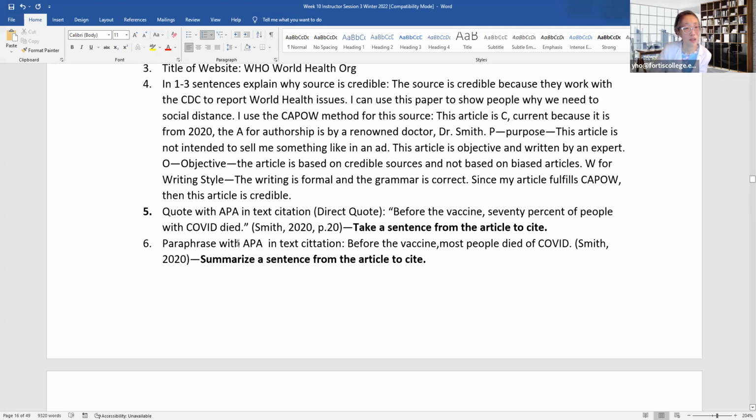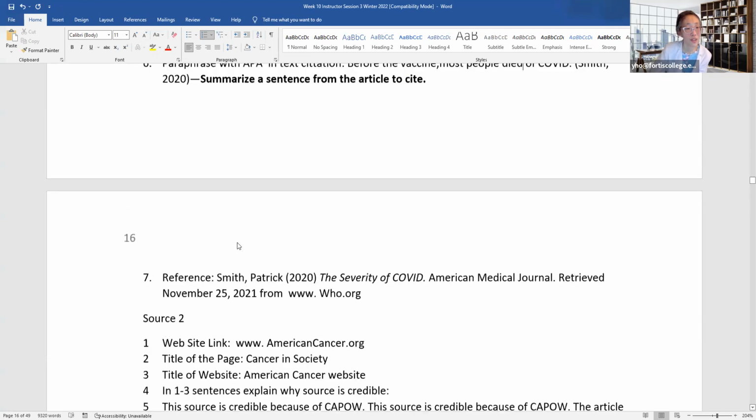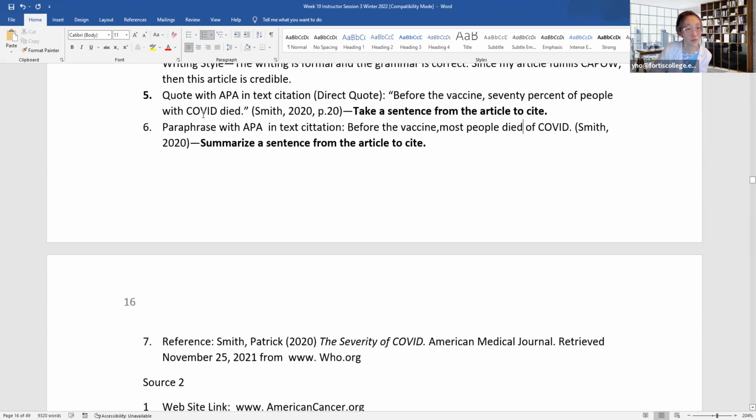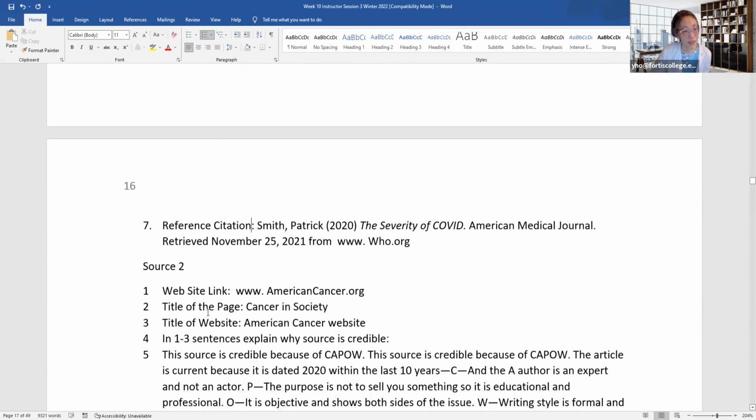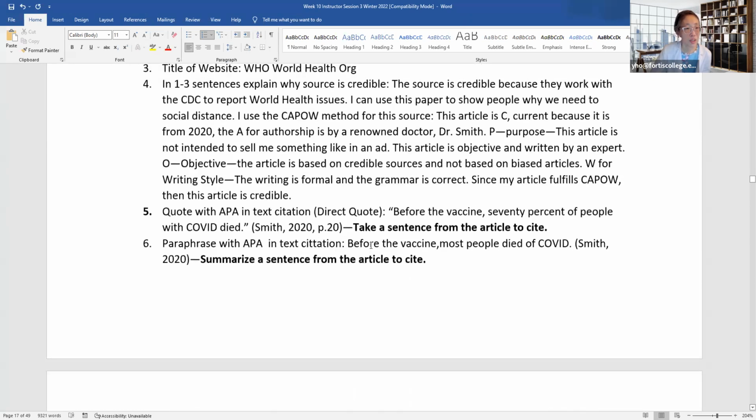And this is where people get confused. These are the three things people confuse: direct quote, paraphrase quote, and reference citation. When I say reference, I mean reference citation. The reference citation is the very last thing that you do. You write in Smith, Patrick, the severity of COVID, American Medical Journal, retrieved, when you retrieved it, from whatever the website is. And you're going to do this three times.